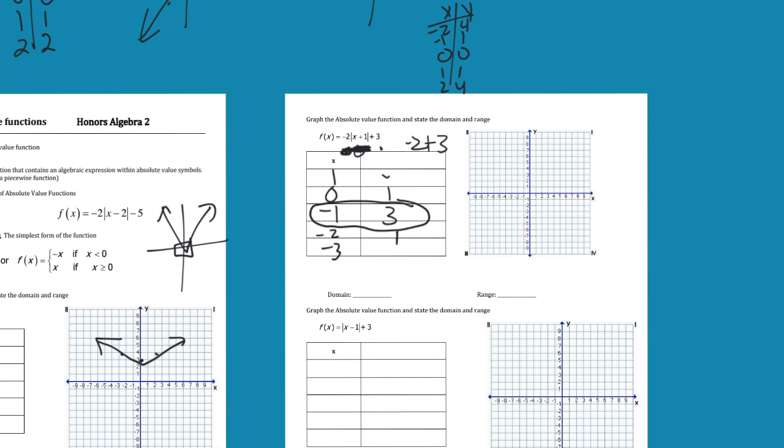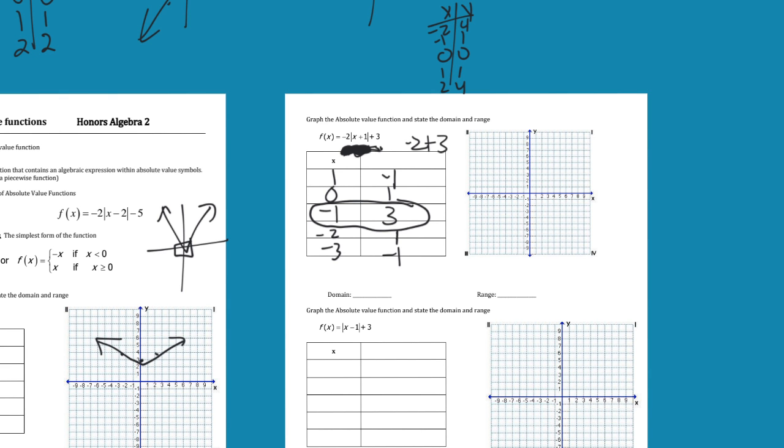So again, you can check yourself. Try 1. 1 plus 1 is 2. The absolute value of 2 is 2, and then 2 times -2 is -4, and -4 plus 3 makes -1. Okay, good. Now try -3. -3 plus 1 is -2. The absolute value of -2 is 2, times -2 is -4, and -4 plus 3 is -1. So we do get that symmetry if you plug in those x values.